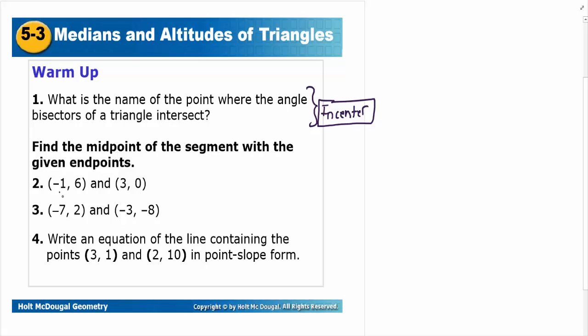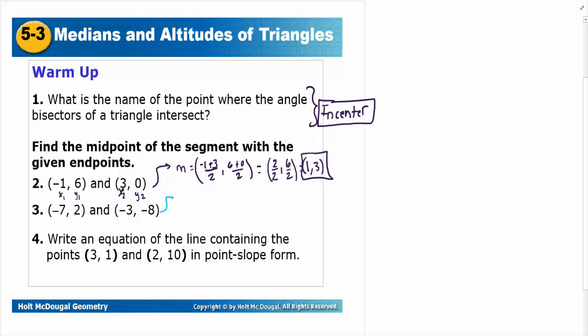So again, all we're doing on this, you can call that x1, y1, and x2, y2, and you find your midpoint. It's the average of the x's, so -1 plus 3 over 2, and the average of the y's, which is 6 plus 0 over 2. So that would be -1 plus 3 is 2 over 2. 6 plus 0 is 6 over 2. So your midpoint would be 1, 3. So again, number 2 is just going to be 1, 3 for your midpoint.